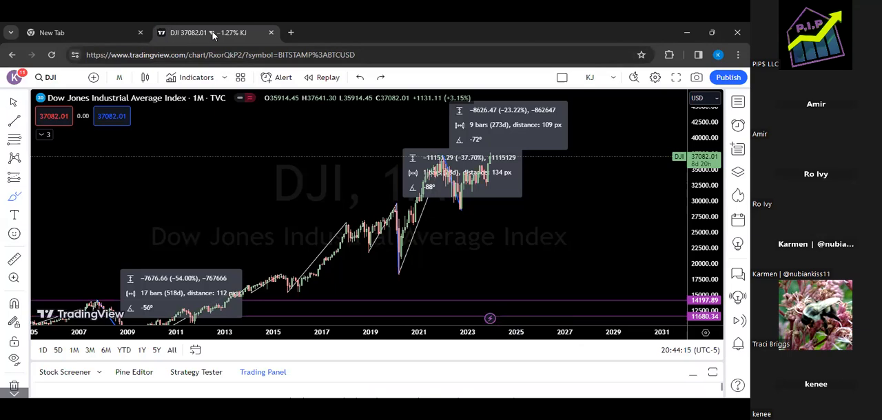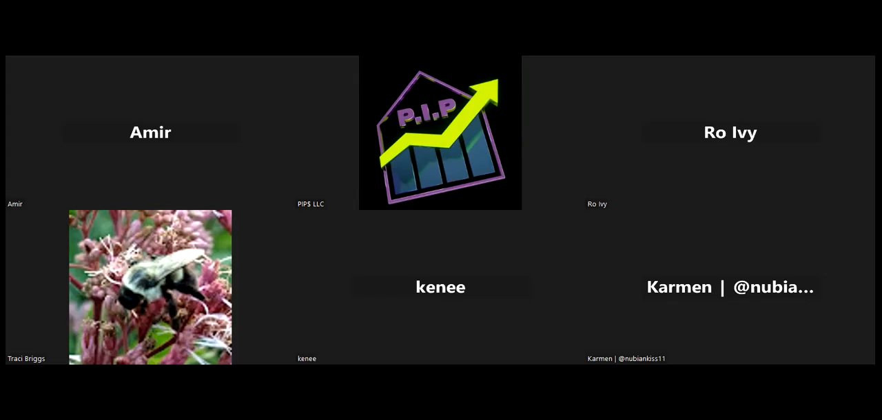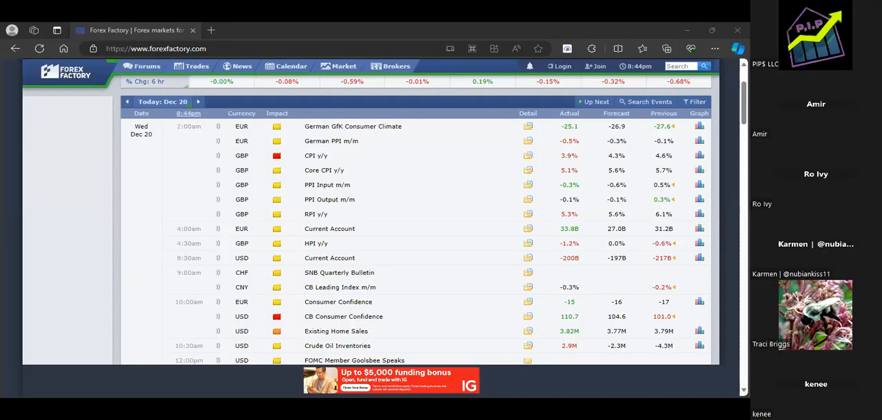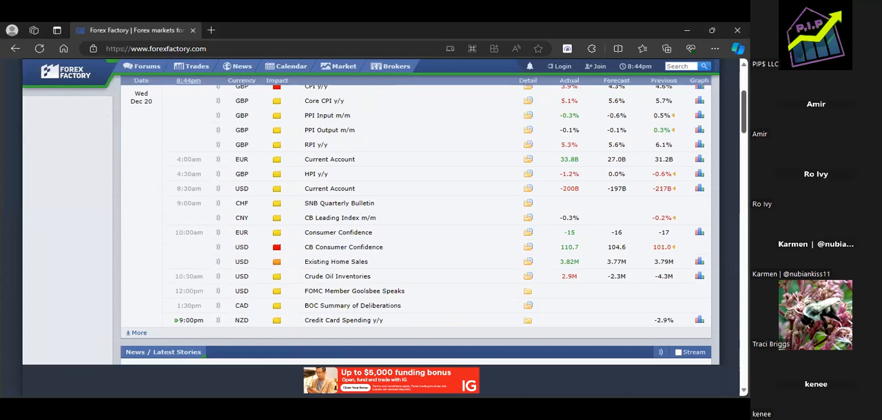We did have some news that came out that would help to shape our fundamental view of these news items going into the new year. So let me stop sharing this screen really quick and share the Forex Factory calendar just so that we can talk about it. All right, so we did have some news that came out today that's actually pretty decent on the consumer front.